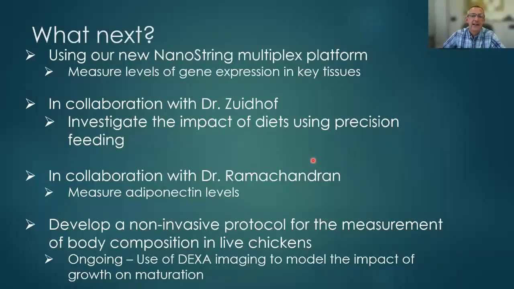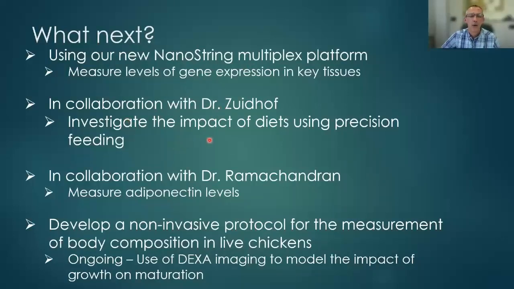So what is next? As I mentioned, we've got our suspects. We have a new toy at the University of Guelph. We recently acquired a multiplex platform to measure levels of messenger RNA in key tissues, and we've developed our panels. We are now going to revisit all the samples we collected over the years using that multiplex platform.